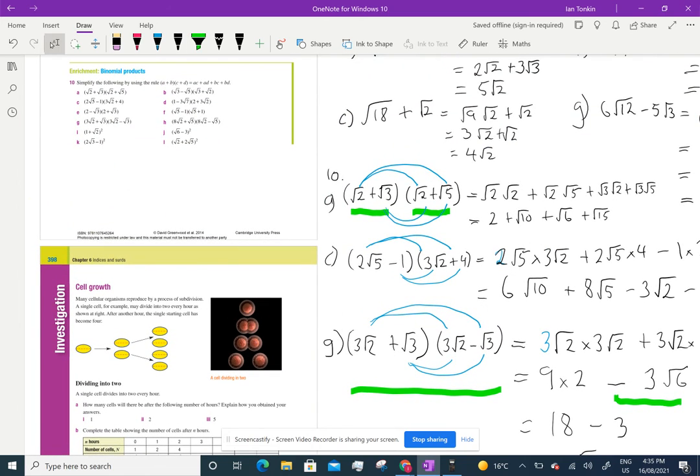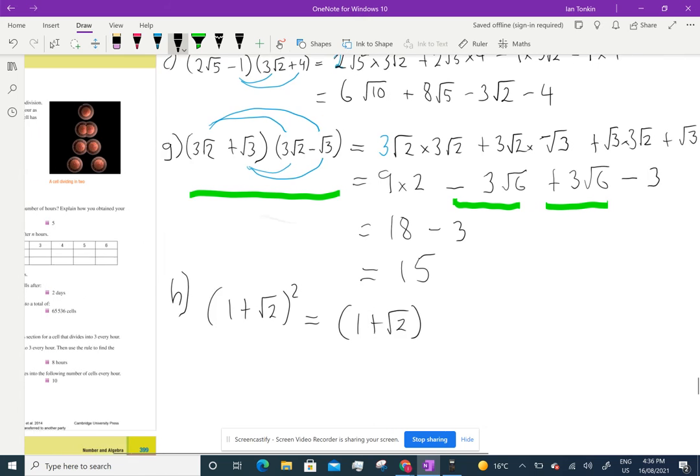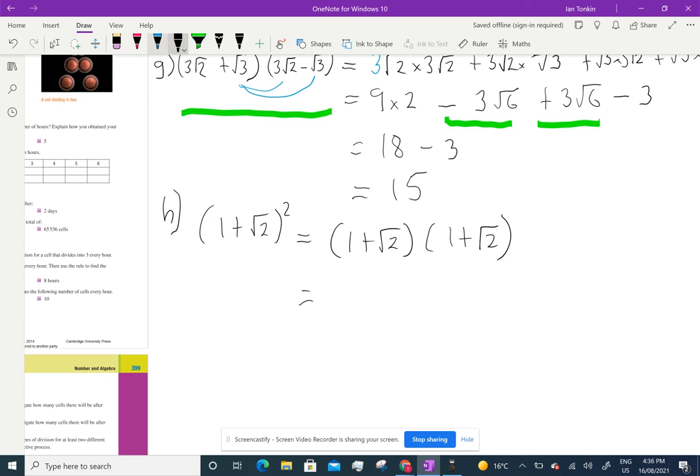Okay, one more. I'm not going to do the last one. 1 plus root 2 squared, because this is only enrichment, and I'd rather you get on with the other one. So 1 plus root 2 squared. Again, this is a binomial expansion. Don't be tempted just to go, oh, I'll square everything. Watch what happens. You're going 1 plus root 2 times 1 plus root 2. So again, I'm going to have 4 things.